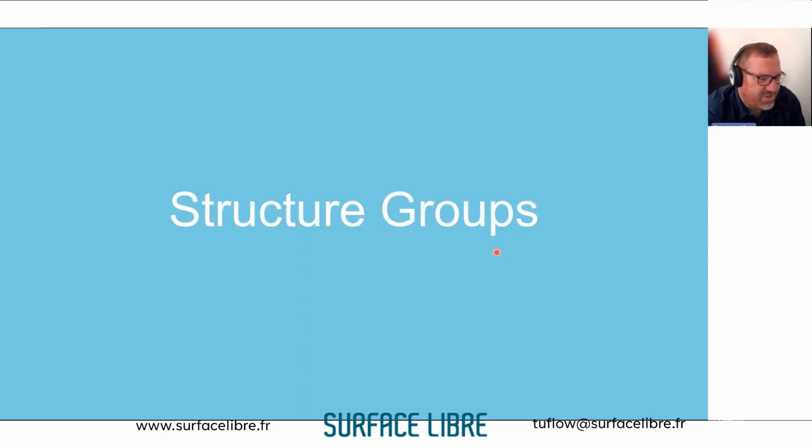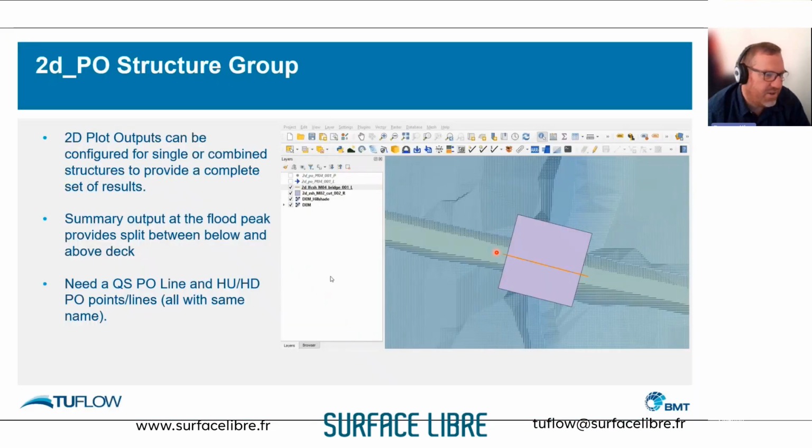So yeah, so that's bridges. I thought it'd be quite useful at this point just to mention 2D PO structure groups. These allow you to use a series of plot output lines and points, and use them in conjunction to give you an easier way to assess individual structures.